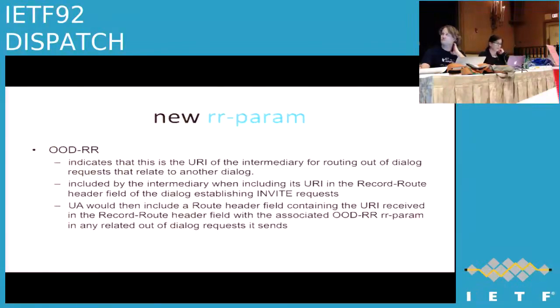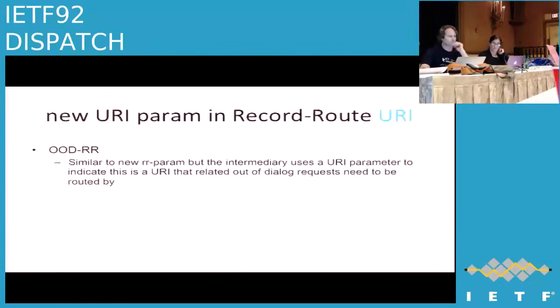The URI parameters are very similar, so I didn't go into the details of this, but just use the URI parameter instead of an RR param in order to tag the URI in the record route, and then again it will be included in the out-of-dialog requests that need to be routed by the intermediary. Next slide.